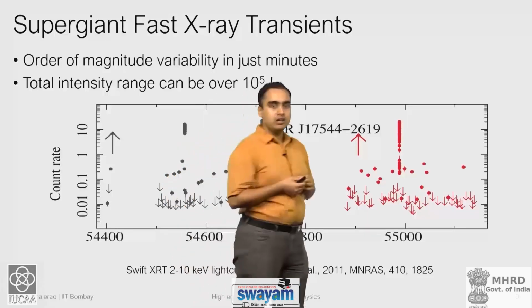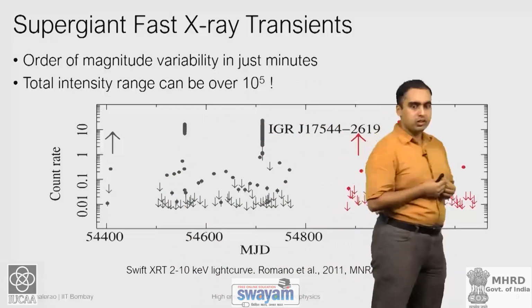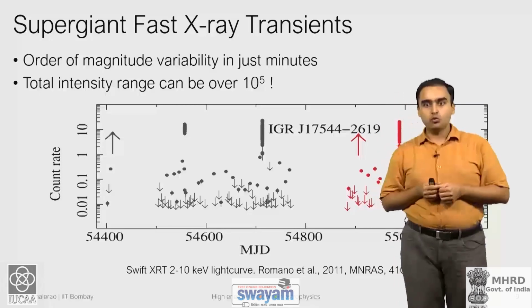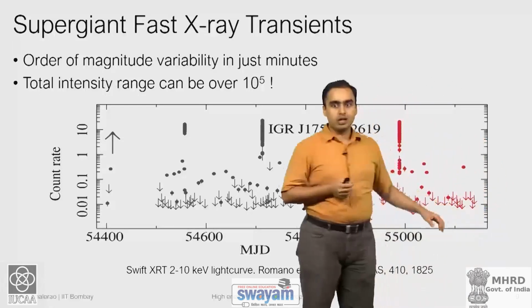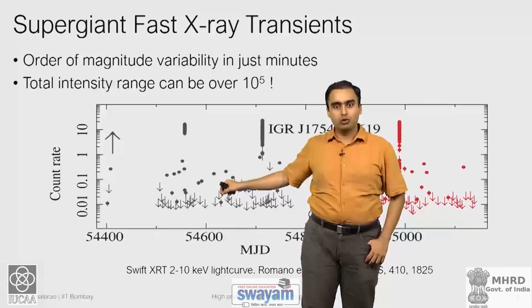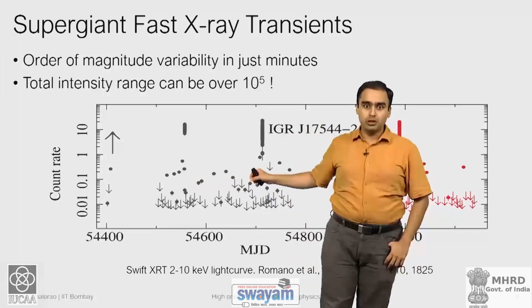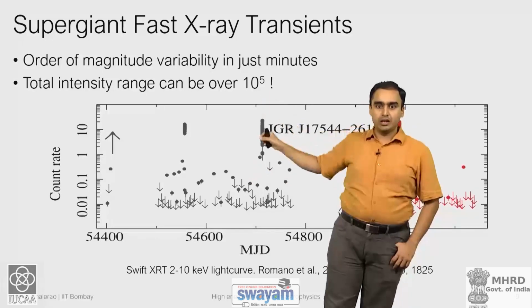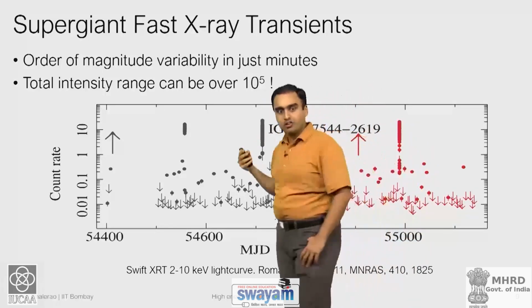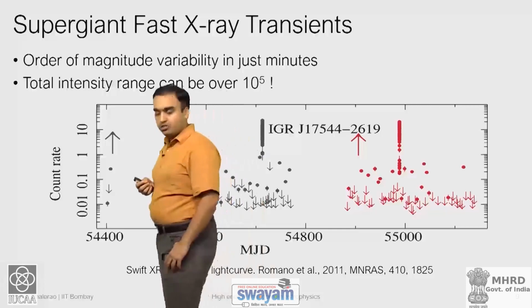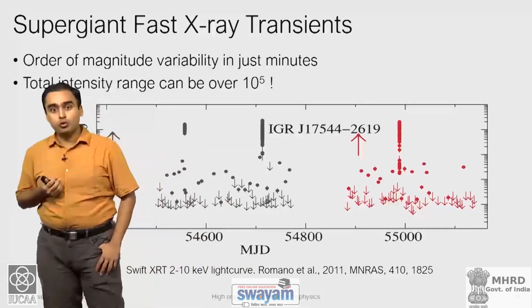And what you can see here is that the count rate or the intensity actually varies quite a bit. There are all these periods which are marked here by just downward pointing arrows. This means that the source was too faint to be seen by this particular telescope, and then there are spikes like this where the source became extremely bright, and on this plot itself you can see that it varies by more than 4 orders of magnitude.